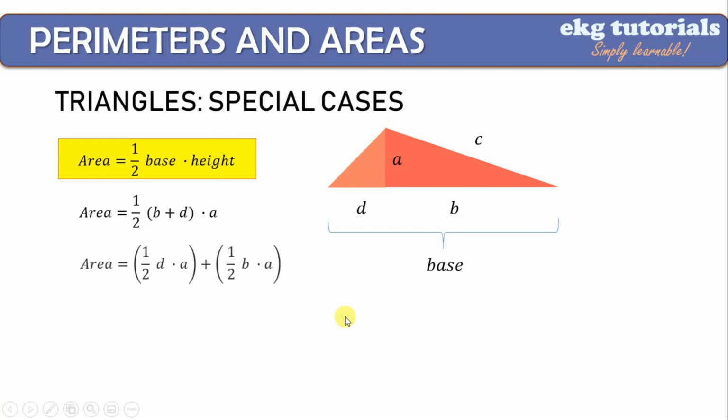So, basically, ang nangyari dyan is ganito. Okay? So, you have the area for this small triangle is 1/2 base times height. 1/2 D times A. Okay? Ito namang triangle na to, it is 1/2 base, which is B, times A. Itong part na to is para dun sa maliit na triangle at ito naman para sa bigger triangle.